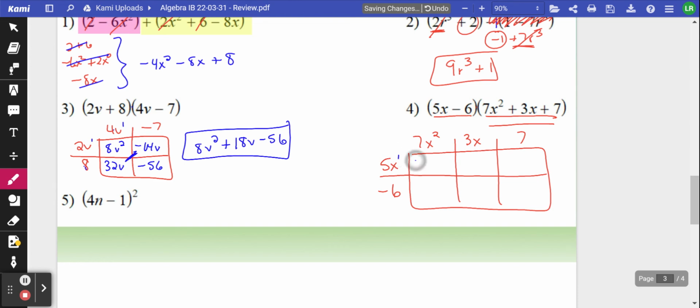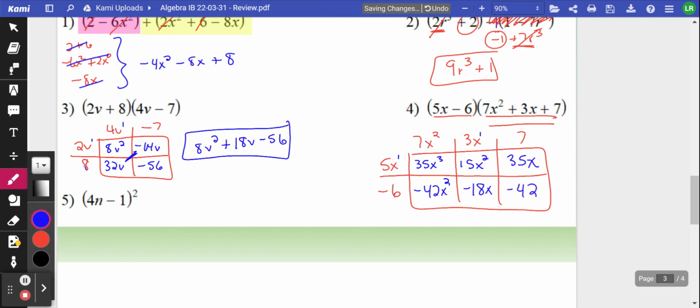5x times 7x squared is 35x to the third power. 5x times 3x is 15x to the second power. Then 5x times 7 is 35x. Done with the 5x, down with the negative 6. Negative 6 times 7x squared, that's negative 42x squared. Negative 6 times 3x is negative 18x. And negative 6 times 7 is negative 42.